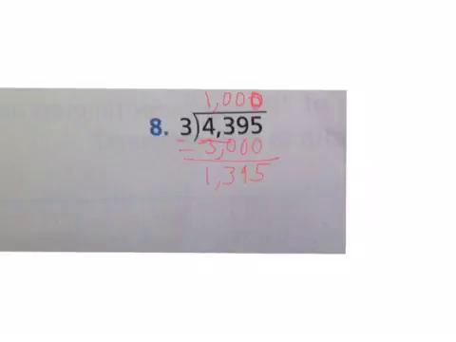We get 1,395. So our new question is, how many 3s are in 1,300? Definitely more than 100. 100 3s would be 300, but there are not 1,000 3s, which is 3,000. So what I do is I look at the first 2 digits and say, how many 3s are there in 13? 3 times 4 is 12, so 3 times 400 would be 1,200. We can subtract, and we get 195.